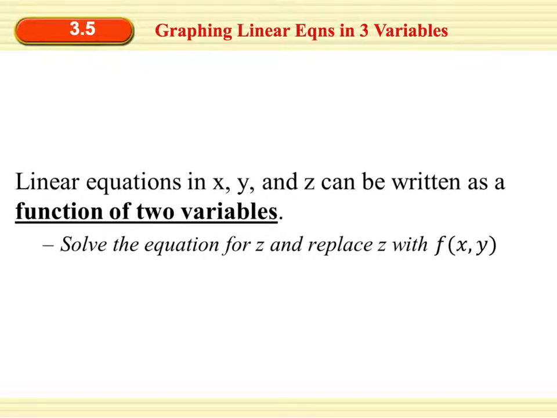When we deal with equations that have an x, a y, and a z, we can also write these equations in what we call a function of two variables. So in order to do this, what we first need to do is solve the equation for z. In other words, we need to get the z component by itself. And then we're going to replace the z with what we call f of xy. And then you should have a function with just x's and y's in it instead. And we'll look at that here in the next example.